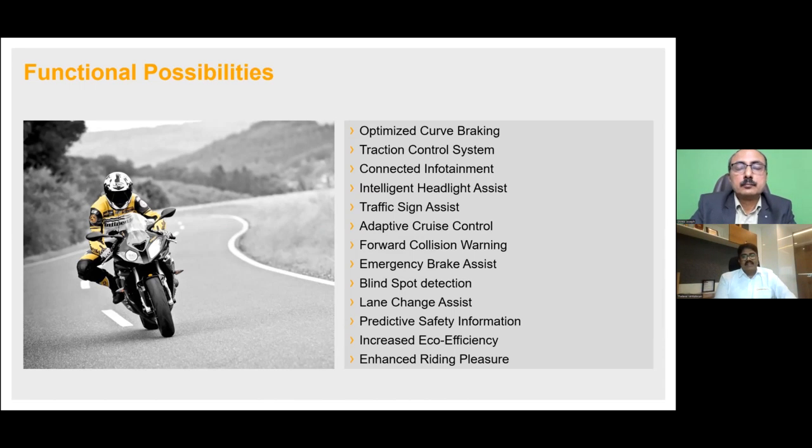Optimized curve braking is an added safety feature, because when you're braking in a curve, there are maneuvers which can be done from the ABS module. It can play with the torque in such a way that the overall slip is optimized, so that even in curves the braking can be done in an optimized way. So this is called optimized curve braking.